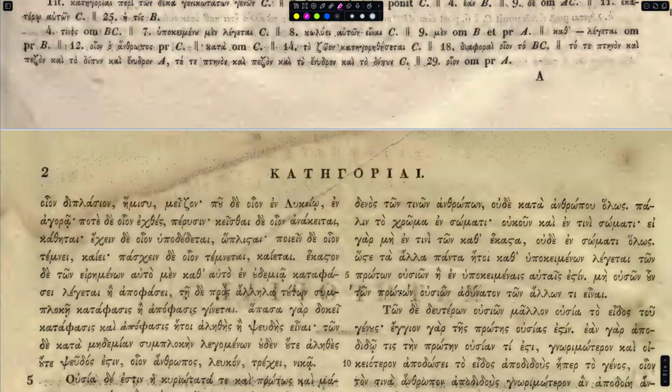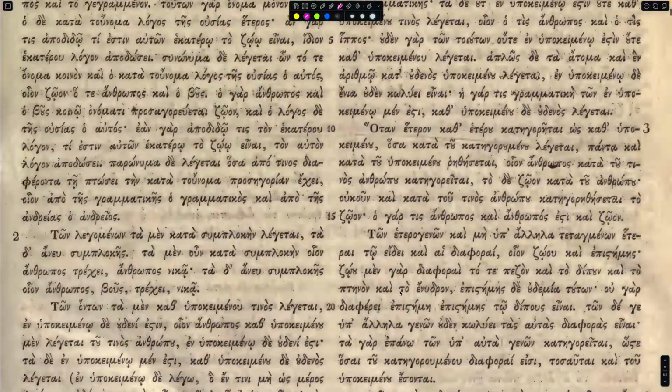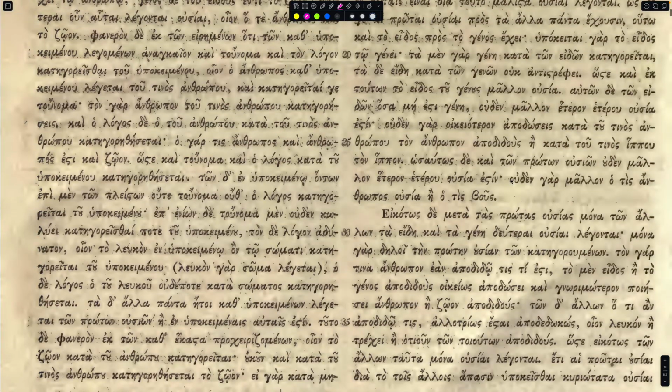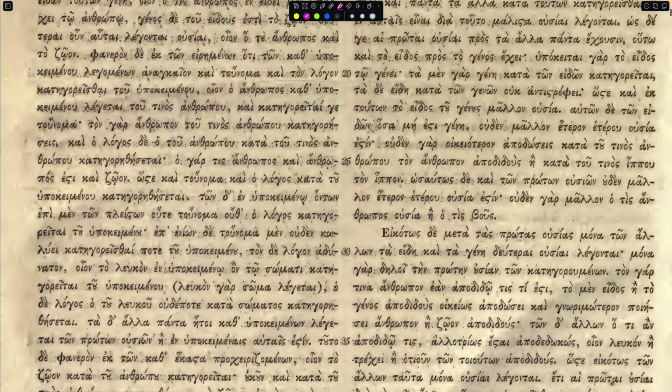Anyway, we'll continue on. Where are we? So, page 18. Here we are. All right, let's continue on.